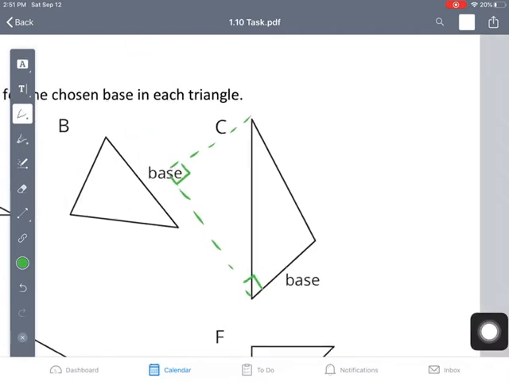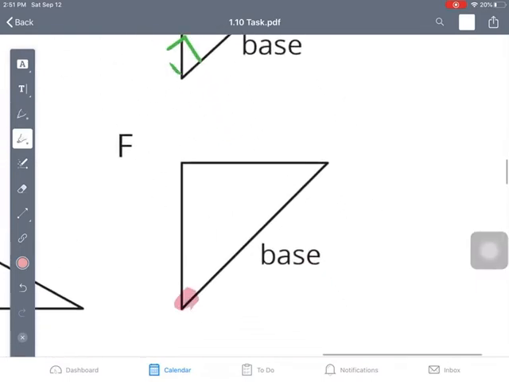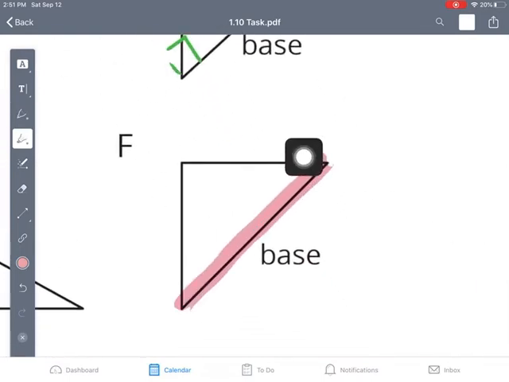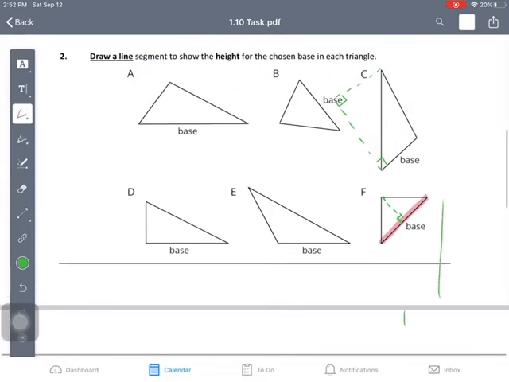Okay? And I'm going to choose one more as an example. I'm going to choose this one. Sometimes these ones can be complicated, or they seem complicated only because they're on their side. Okay, so this is my base down here. This angle where it meets the base is not 90 degrees. I can't use this one. This angle is not 90 degrees, so I can't use that one. So I've got to make my own. And I have to draw it coming from the vertex of the triangle, coming straight down to the base, and forming a 90-degree angle right there. So that would be my height for that particular base.